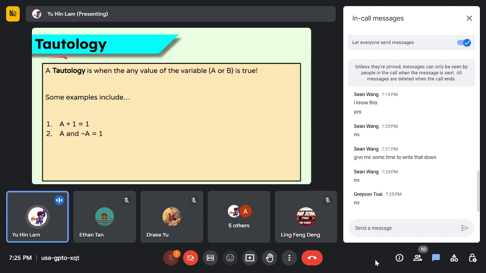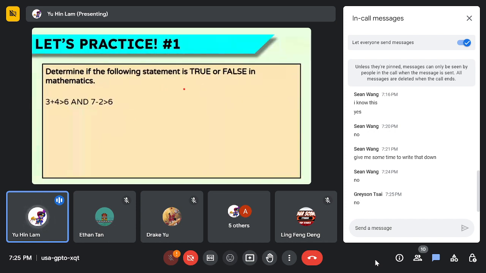Another one would be tautology. It's just talking about how any value of A or B is just going to return true. Like A or 1 is just equal to 1, and A and not A is also just going to return 1. Just a little concept, vocabulary.